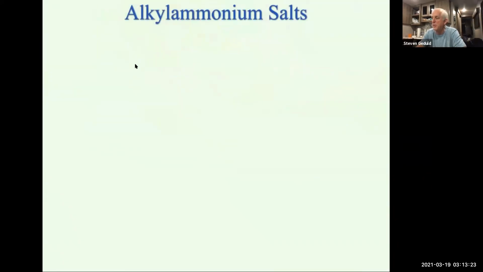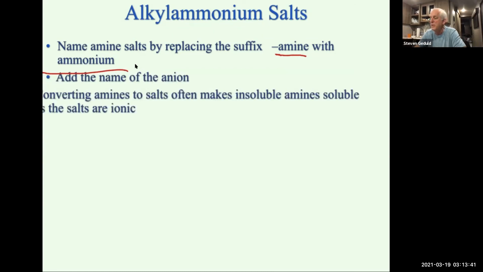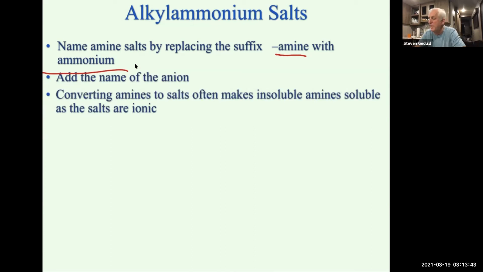Okay. Alkyl ammonium salts that we were just talking about. When we name an amine salt, we replace the suffix amine with ammonium. So we're replacing amine with ammonium when we form that extra bond from hydrogen to that nitrogen group. So we add the name of the anion. Converting amines to salts makes insoluble amines soluble. Because you have this amine that's not soluble in water. Now we're making it with positive charges, makes it polar. Once you have the salts, they are dissolvable in water. So a lot of our medications, we put them in forms of amine salts to deliver them. That way they dissolve in the bloodstream and they can get to the places in the body that we need.